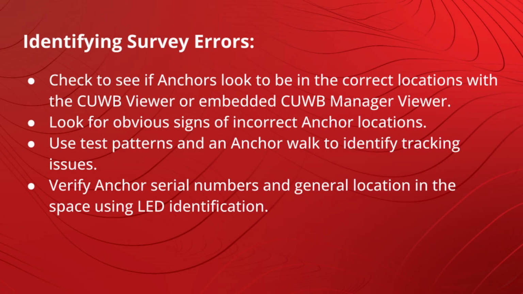To summarize our key ways to identify survey errors, check to see if anchors look to be in the correct locations with the CUWB viewer or embedded CUWB Manager viewer. Look for obvious signs of incorrect anchor locations. Use a test pattern and an anchor walk to identify tracking issues. And verify anchor serial numbers and general location in the space using the LED identification feature in the CUWB Manager.